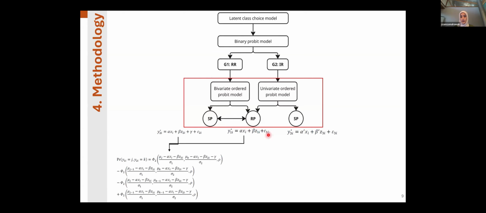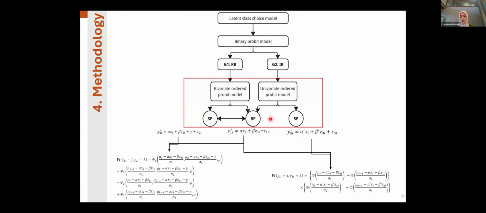For the other group, these are the utilities used, and we are here assuming that error terms are not correlated, and so this is the probability used to estimate the utilities for the other group, which is the irresponsible group.